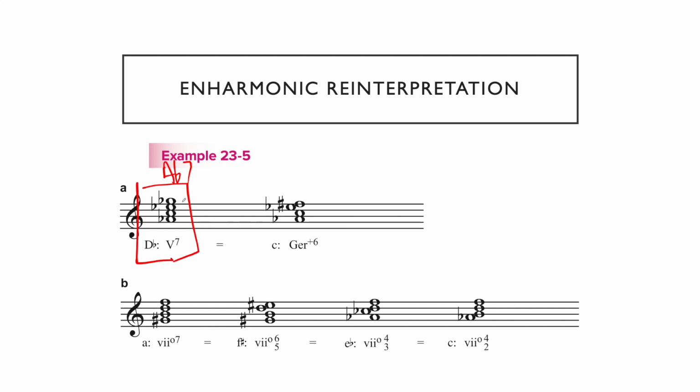If we spell it differently, instead of G flat, if we take F sharp, the sound wouldn't change. We still have the same sound, but the labeling of the chord will change. Now it is not a 5-7 chord in D flat major, it is a German augmented 6 chord in C minor.